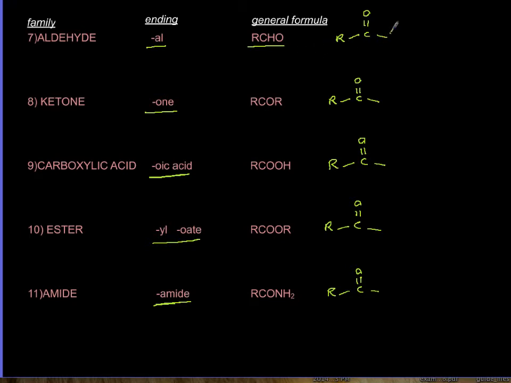If you're an aldehyde, the ending should end in H. For example, you could have formaldehyde, HCOH. This is formaldehyde, but the IUPAC name that you should call it, with one carbon, is methanal.